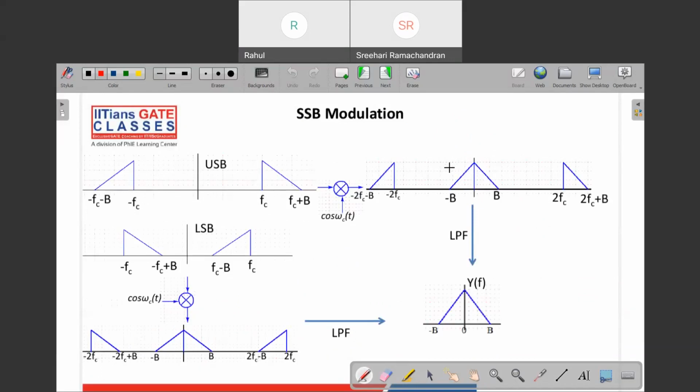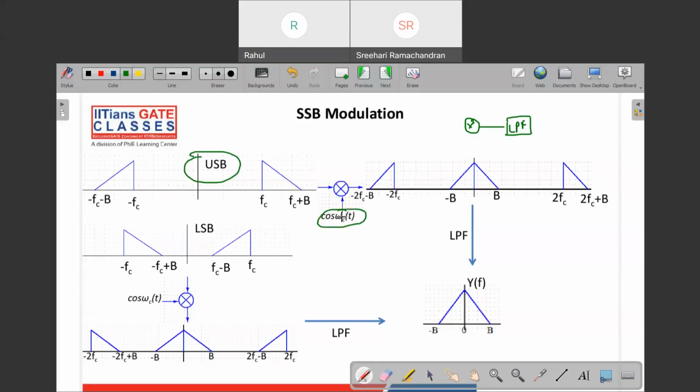Now, how do we demodulate the SSB modulated signal? Let's say we have only the upper sideband SSB modulated signal, and I want to demodulate it. The demodulation circuit will be the same as the DSBSC. In the DSBSC, we took the modulated signal, multiplied with cos omega ct and passed it through a low pass filter. Right? The same thing we will do here. We will take this USB signal, multiplied with cos omega ct.